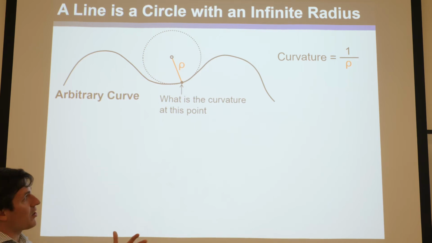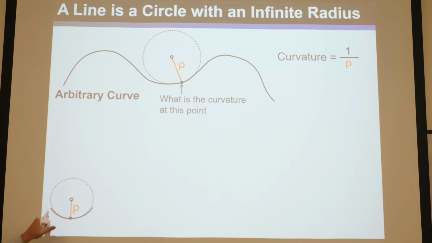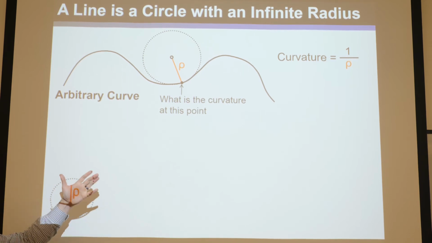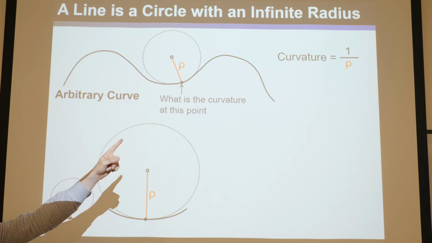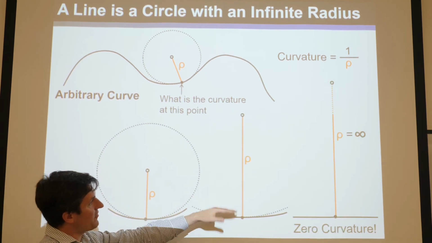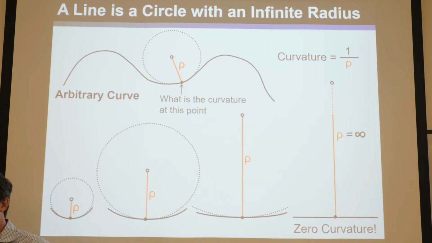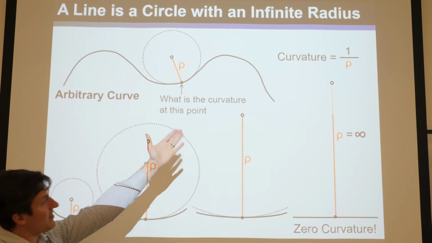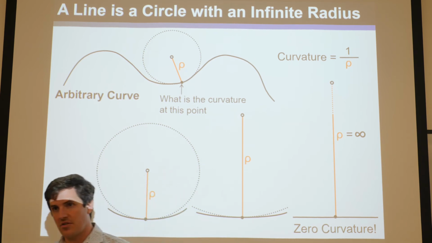And 1 divided by rho is curvature. Okay? You can think of it, if it's very curvy, then the rho is small, because 1 divided by a small number is big. And as rho gets larger and larger, 1 divided by a larger number means the curvature gets smaller and smaller, until finally, when the radius of that circle is infinite, it's no longer a circle, it's actually a straight line, because 1 divided by infinity is 0, and we know that lines have 0 curvature, they're linear.